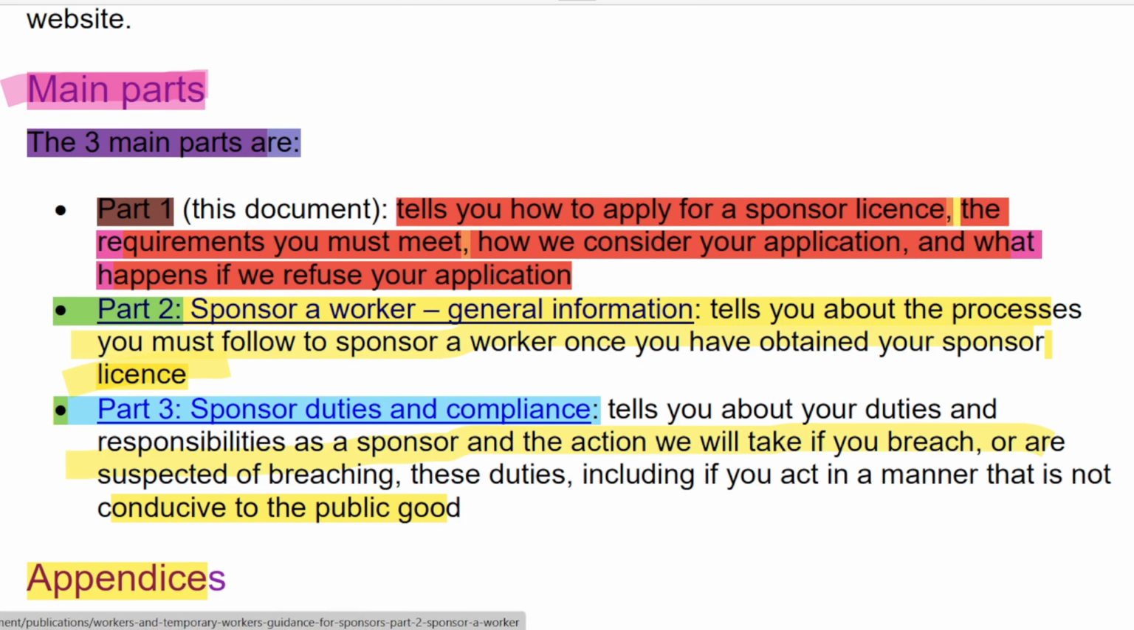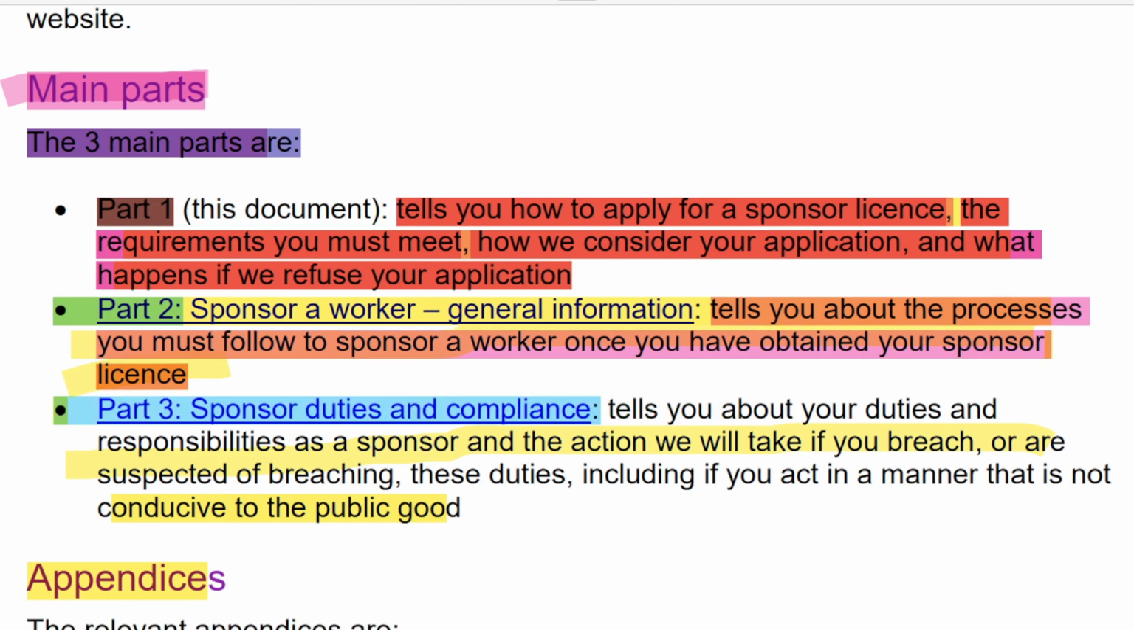Part 2 is sponsoring a worker: general information. It tells you about the process you must follow to sponsor a worker once you have obtained your license. So, what you need to do after you obtain the license. This is part 2. And part 3 is about sponsor duties and compliance.